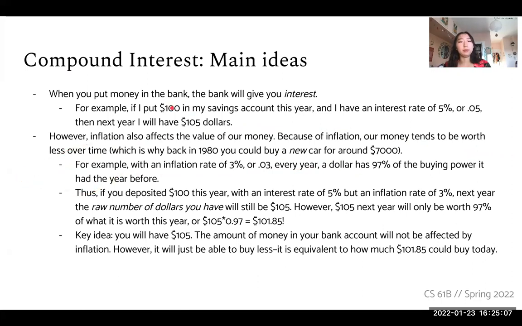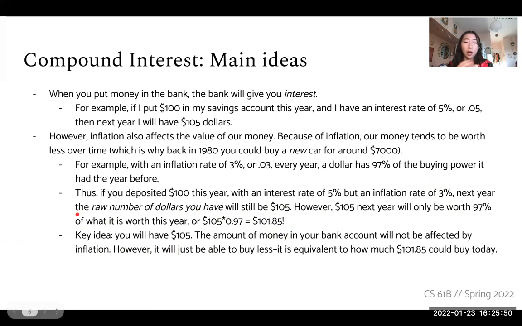Thus, going back to that earlier example, if you deposited $100 this year and had an interest rate of 5% but an inflation rate of 3%, next year the raw number of dollars you have will still be 105, just like earlier. We have $105 in the bank. However, that $105 next year is only going to be worth 97% of what it's worth this year, because 100 minus 3% gives you 97%. When you multiply that, your money actually has the equivalent buying power of $101.85.